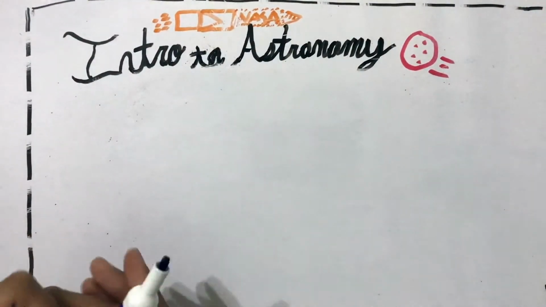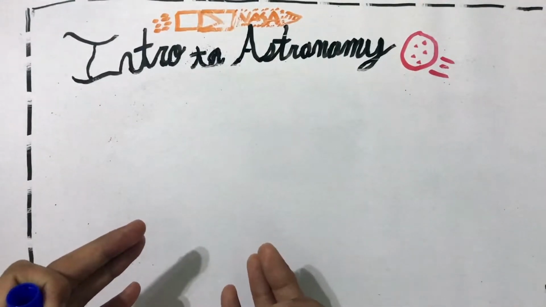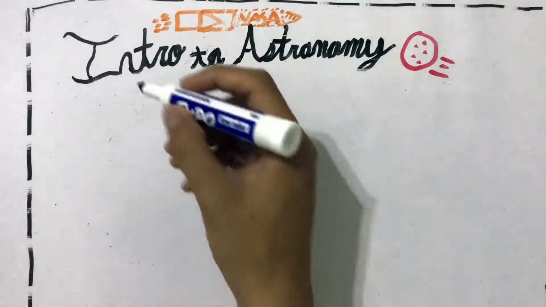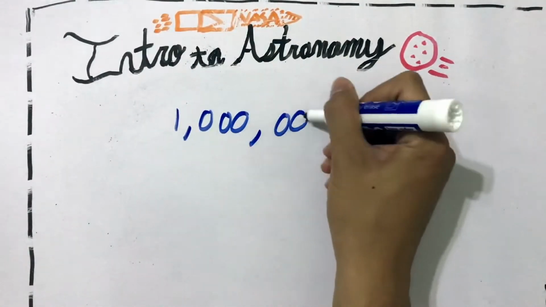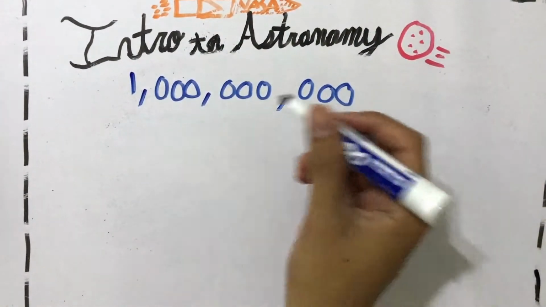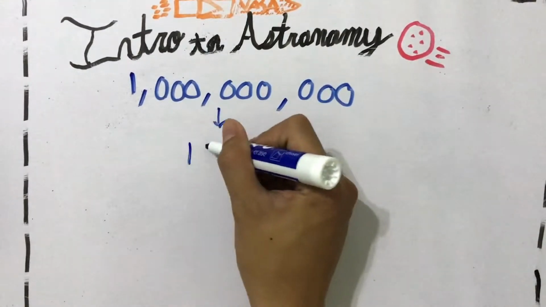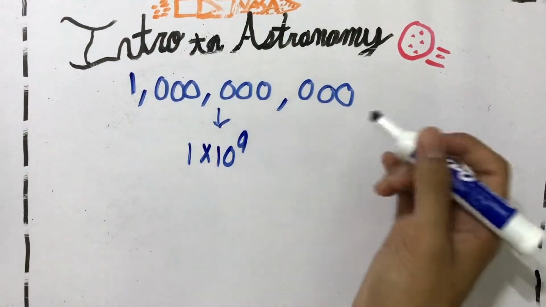We just covered the 7 basic SI units, and now we're going to go ahead and cover scientific notation. There comes a time when we have too many zeros. For example, let's say 1 billion. We have 9 zeros in 1 billion, and this is actually equivalent to saying 1 times 10 to the 9th. And let's see how this works.